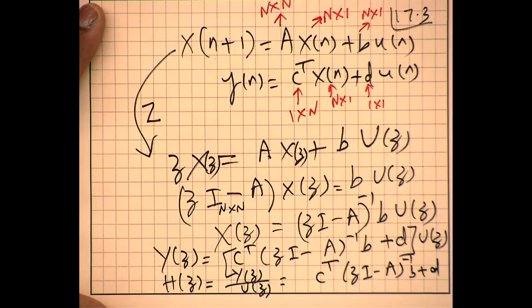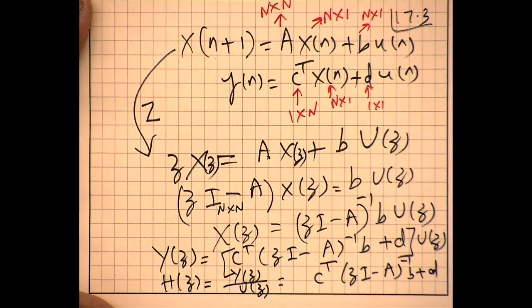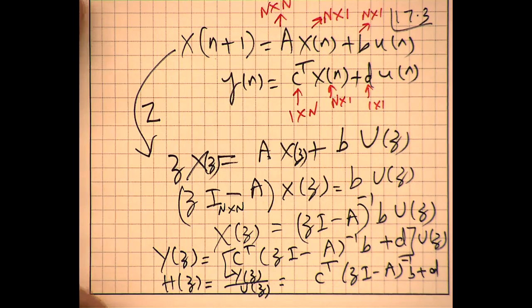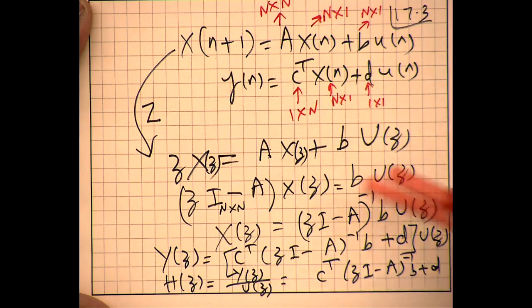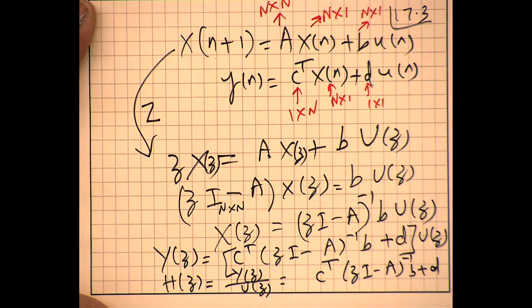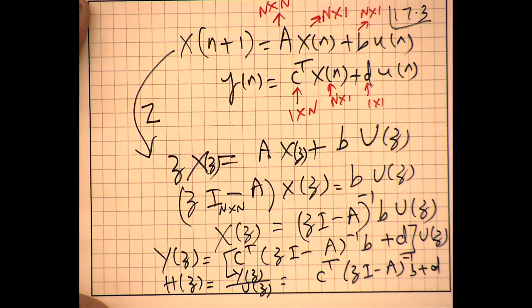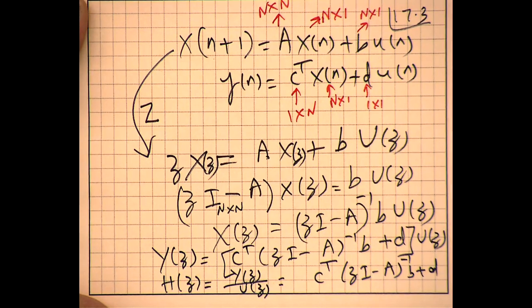Okay, so that's kind of how you could obtain the transfer function directly from the state space. And it would be easy to do this if it is a second order or third order filter. It's easy to take an inverse of a 2 by 2 or 3 by 3 matrix.